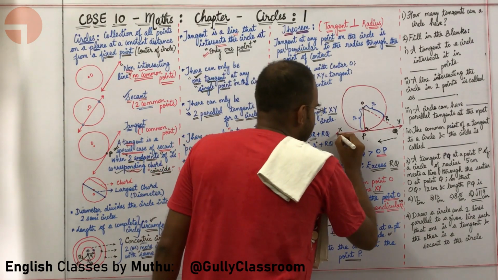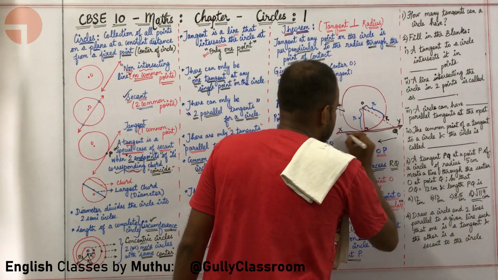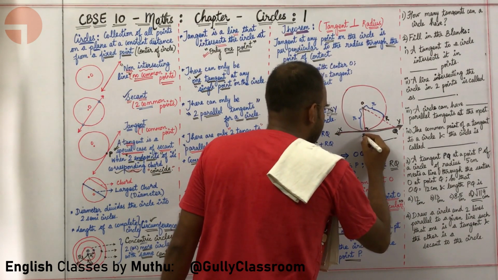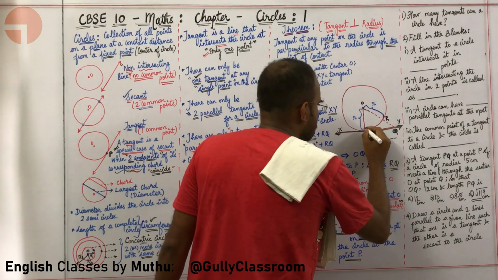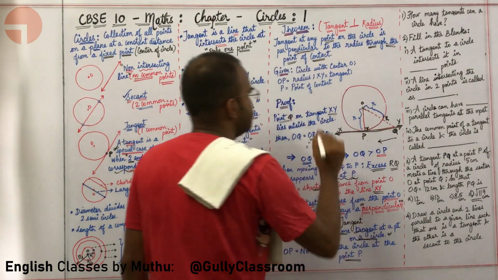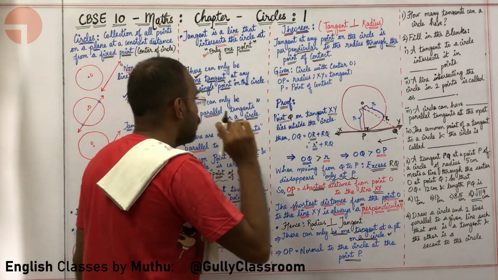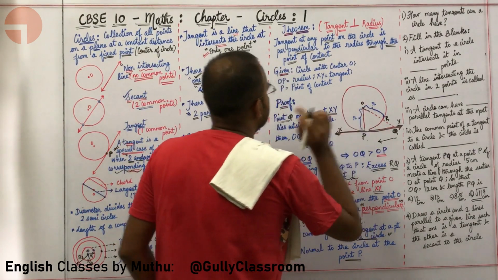So here there is a tangent. This particular tangent is drawn at any point P, and it is said to be perpendicular to the radius. We need to prove this. How are we going to prove it? Okay, let us do this.